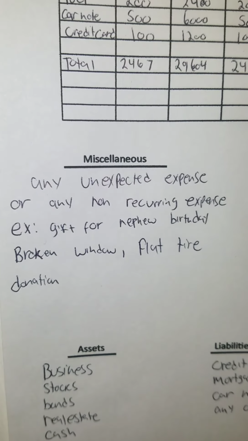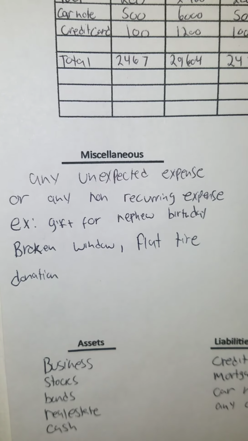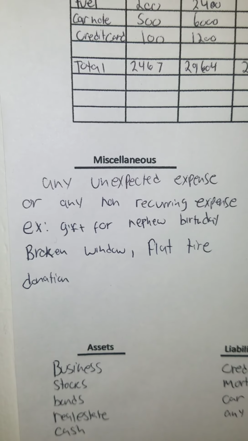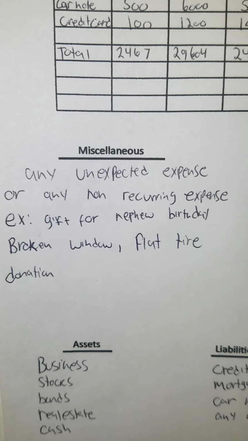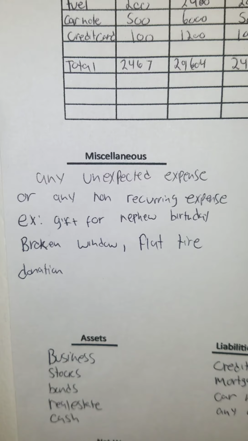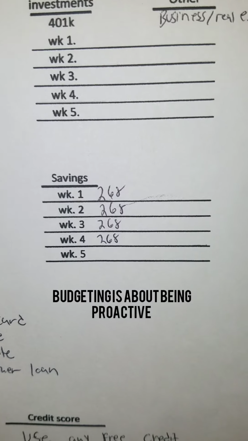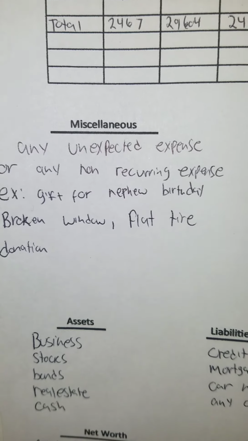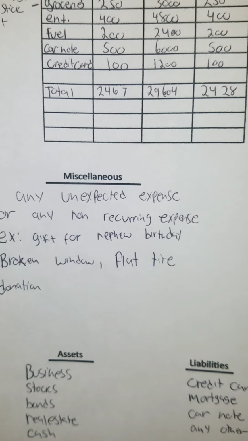We're also tracking any miscellaneous expenses. So this is any unexpected expense or any non-recurring expense. Example, if you have a gift for a relative for a birthday, a nephew, niece, or whatnot. If you're doing any type of donations that's once in a while, or if you get a broken window or a flat tire and you have to repair those, you want to track those expenses so that way if you didn't save what you were supposed to save for the month, you can go back and say, okay, where did the money go? In this case, it went to a flat tire or a broken window.